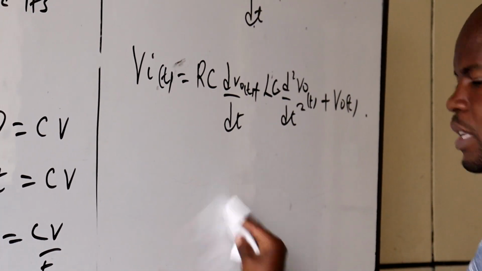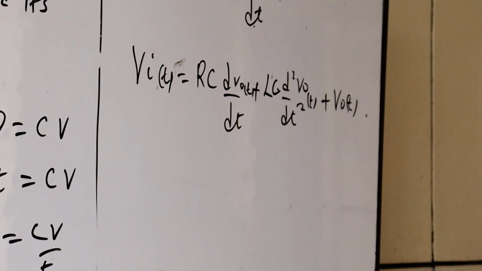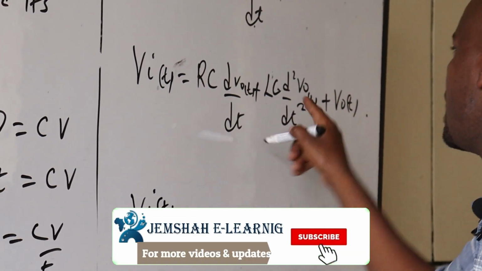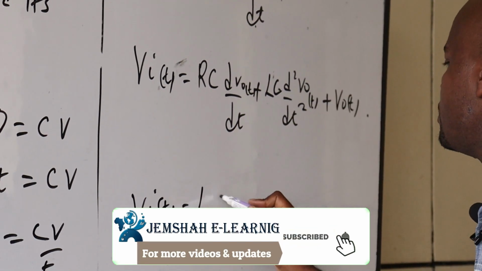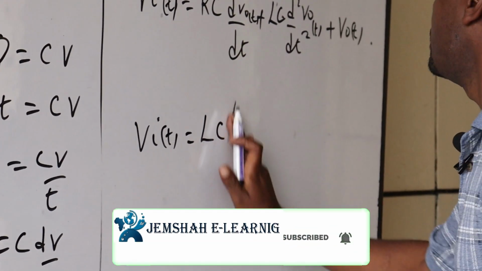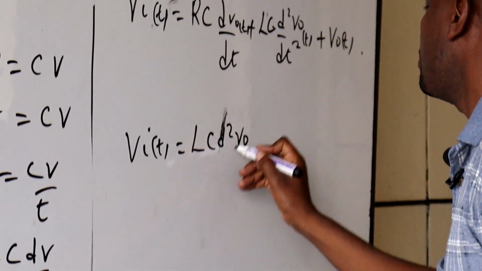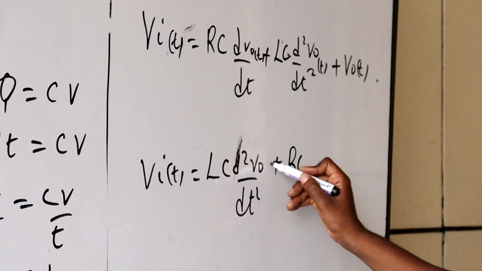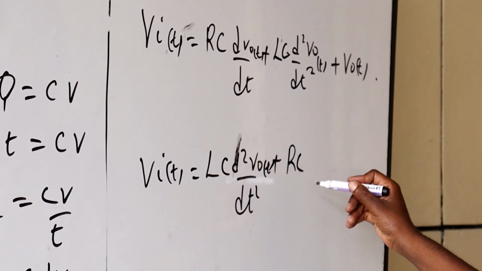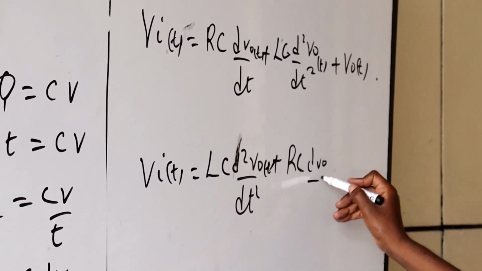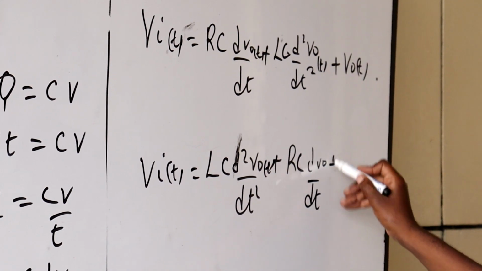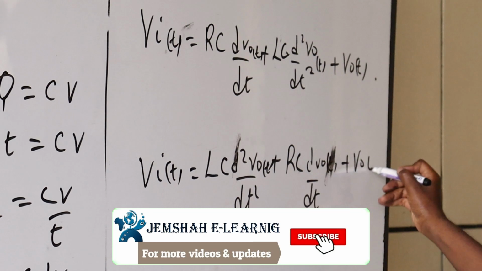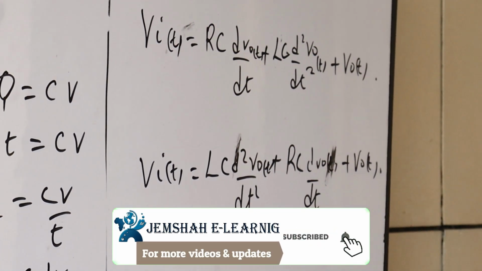So I don't think that one will make any significant change, but it is always good to arrange them that way. So we have LC d squared V out over dt squared plus RC dV out over dt plus V out, all in the t domain.